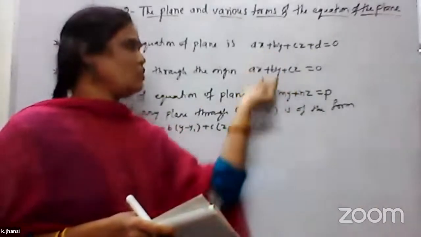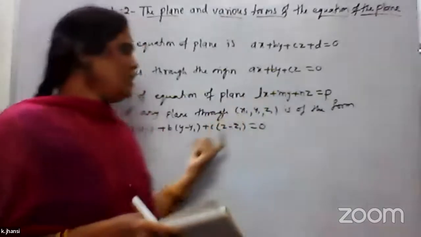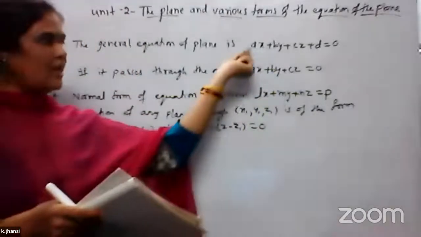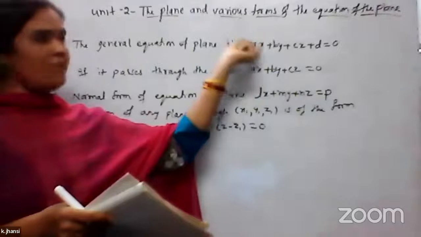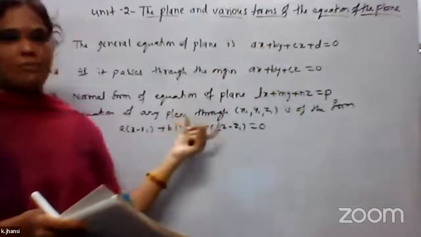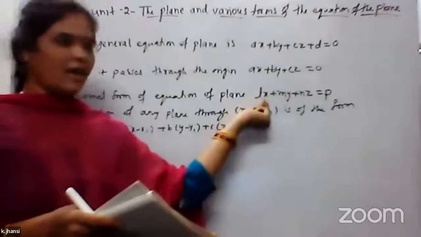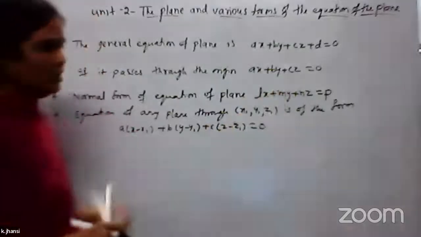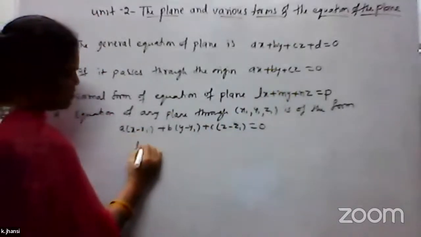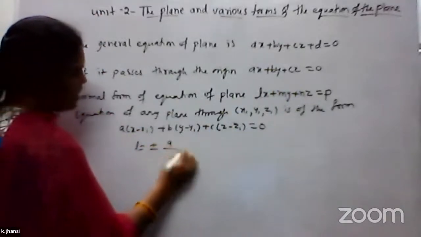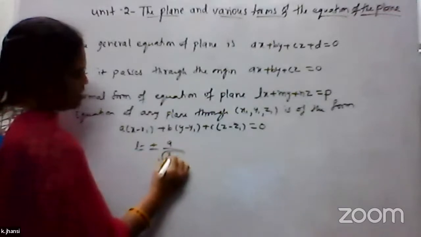Okay, so to convert this one into this one, we need to find the procedure, that is the A, B, C values. From the given problem, you can see what A, B, C are. So from that, you substitute the L value, M value, N value. We know that L equals plus or minus A by under root of A square plus B square plus C square.